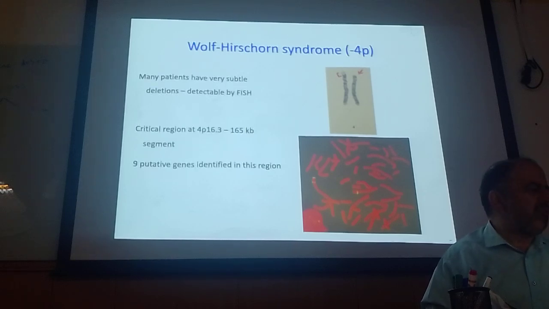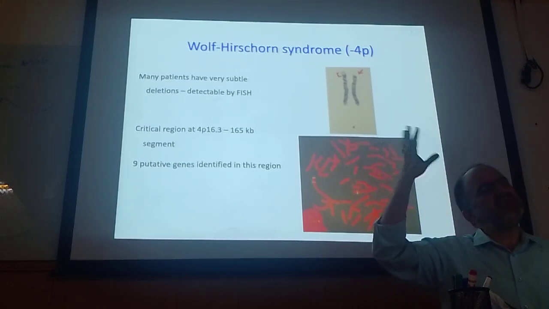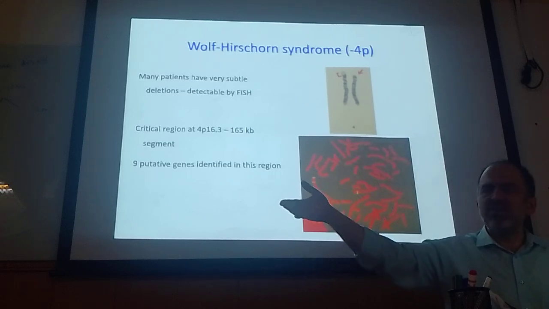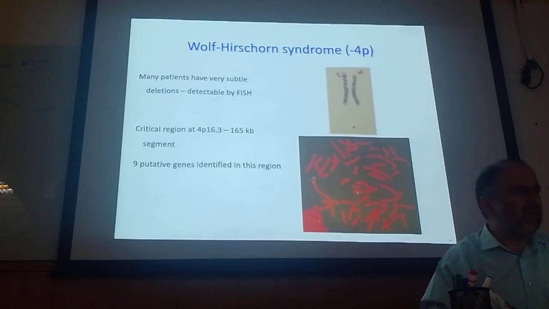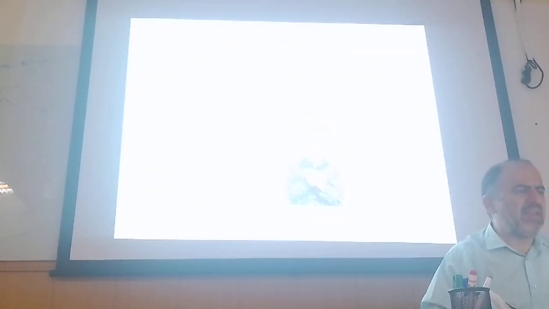And in the 4P, the size is usually 165 kb. Nine putative genes are in the 4P. And when this part is deleted, it means those 9 genes are vanished. There is haploinsufficiency, resulting in a big number of signs and symptoms in the baby. Again, 5P, cri du chat.